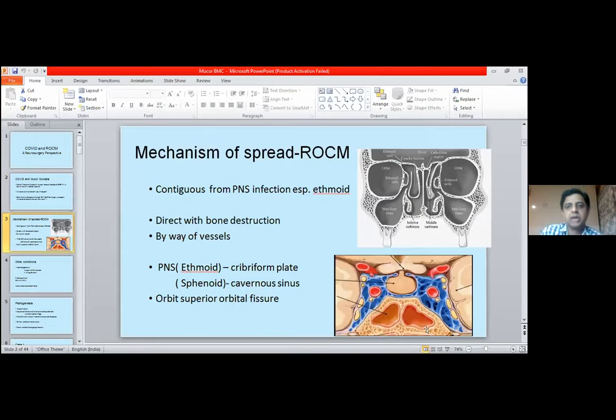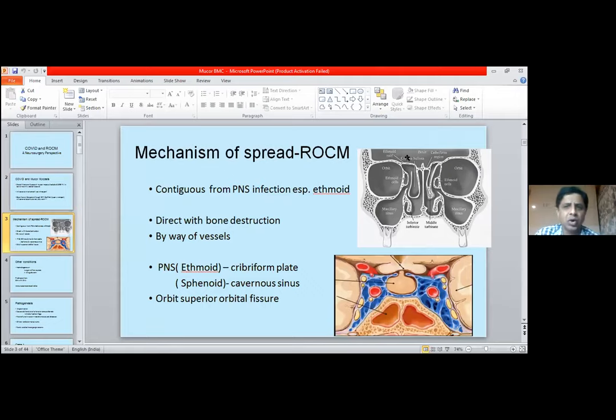See, this is just a brief mechanism by which intracranial invasion occurs. I'm sure all of you would be knowing all this, but just to put it in perspective. Normally, if infection is in the ethmoid sinus, then the roof of the orbit, as well as the ACF base, is very thin, and then there is invasion directly into the brain.